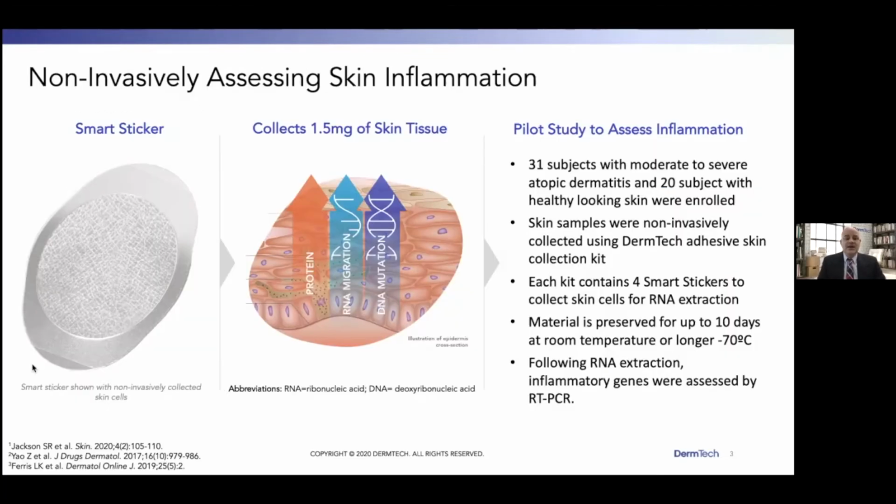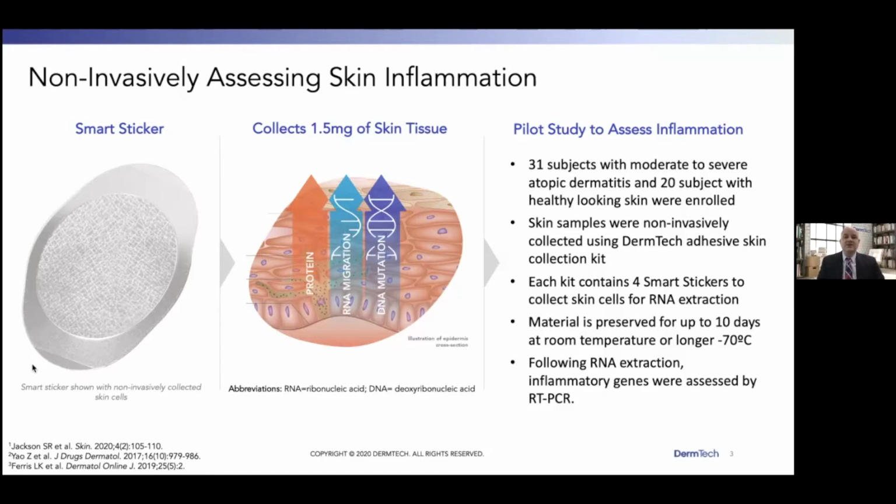So at DermTech, we use a non-invasive platform to assess skin inflammation. On the left side of the screen, you can see the Smart Sticker. Our Smart Sticker is a 19mm adhesive patch that's used to collect the outer layers of the skin. The image on the left of your screen is a Smart Sticker that's been used to collect the outer layers, and you can actually see the skin cells attached to the specific Smart Sticker.